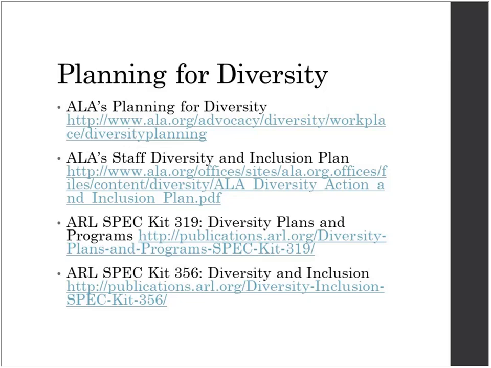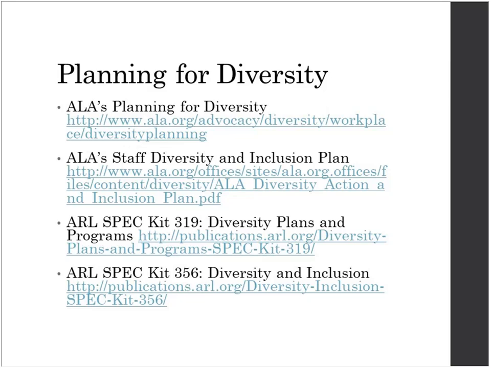The ALA has provided these resources and examples, but they've also provided access to their own internal diversity plan. And the Association of Research Libraries has compiled examples of diversity plans and programs in their spec kits. There was one published in 2010, Spec Kit 319, and they have a brand new one that just came out at the end of last year, Spec Kit 356, that I recommend taking a look at. But diversity plans can be very variable in terms of their structure and content.